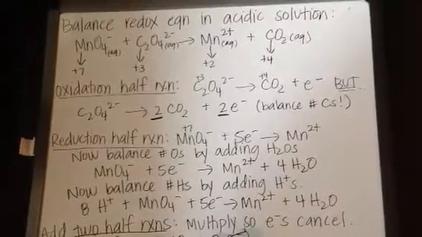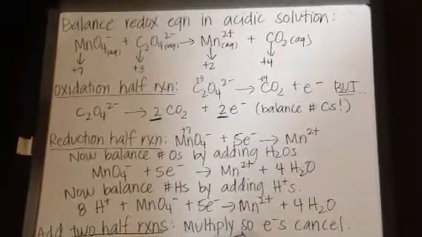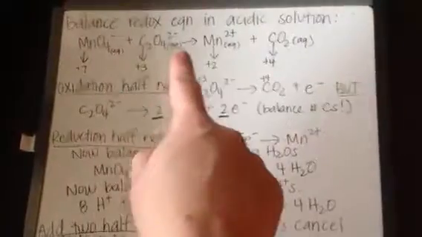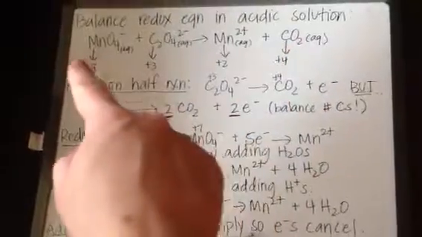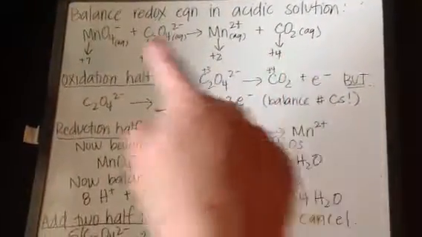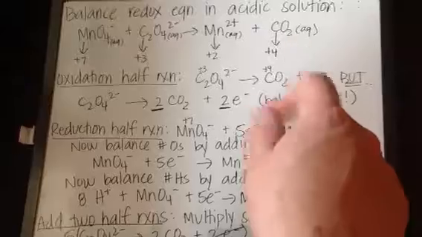Let's talk about how we balance a redox equation in acidic solution. So we've got permanganate and oxalate forming manganese 2 and carbon dioxide. First thing you need to do is go through and assign oxidation numbers. Oxygen isn't changing, so we're ignoring it.